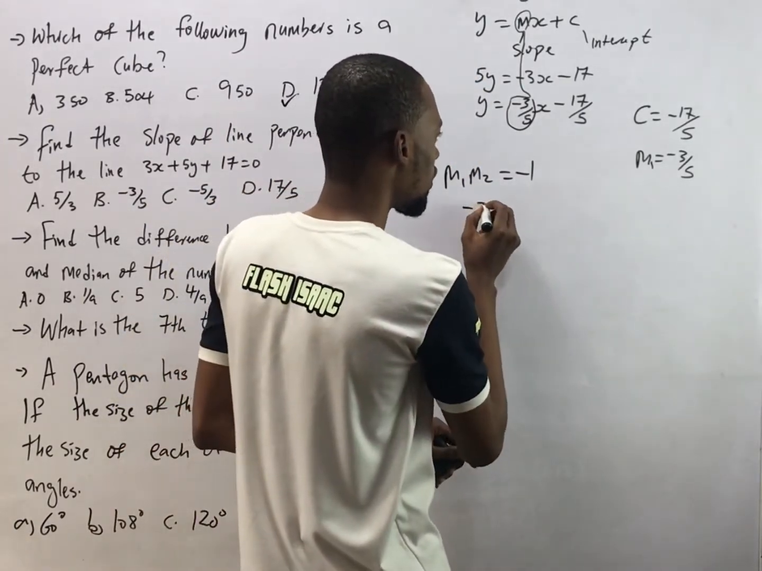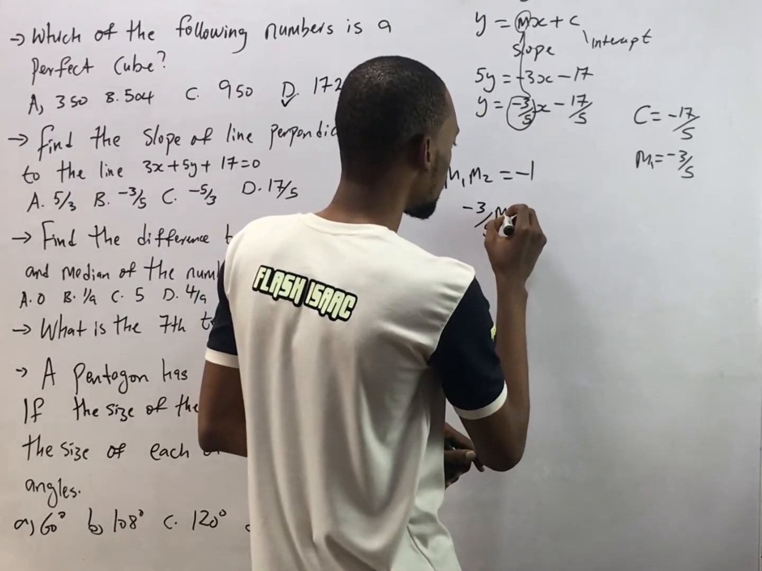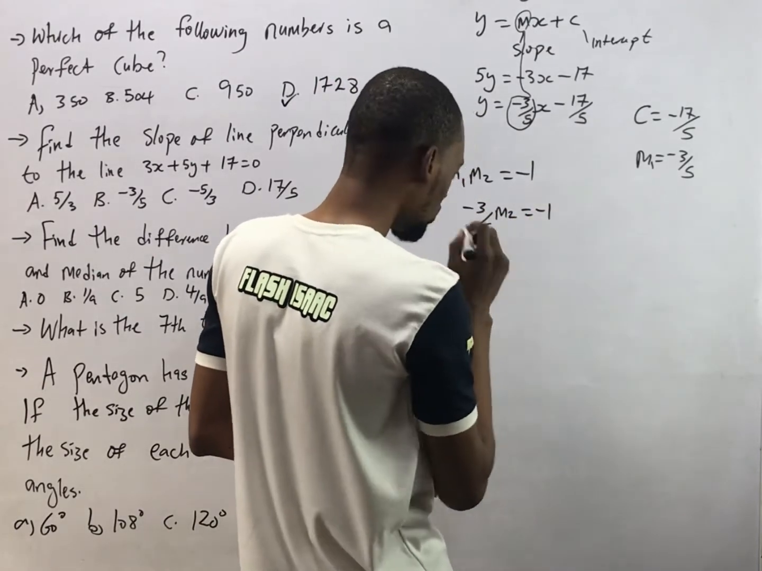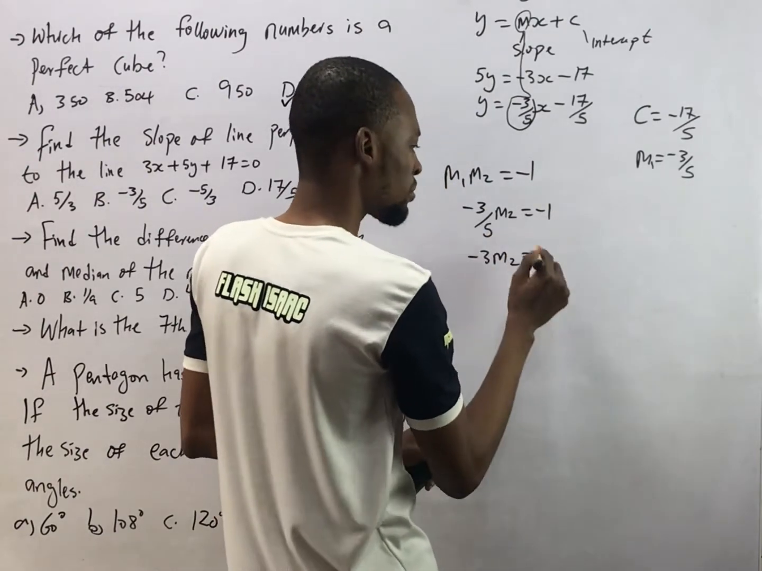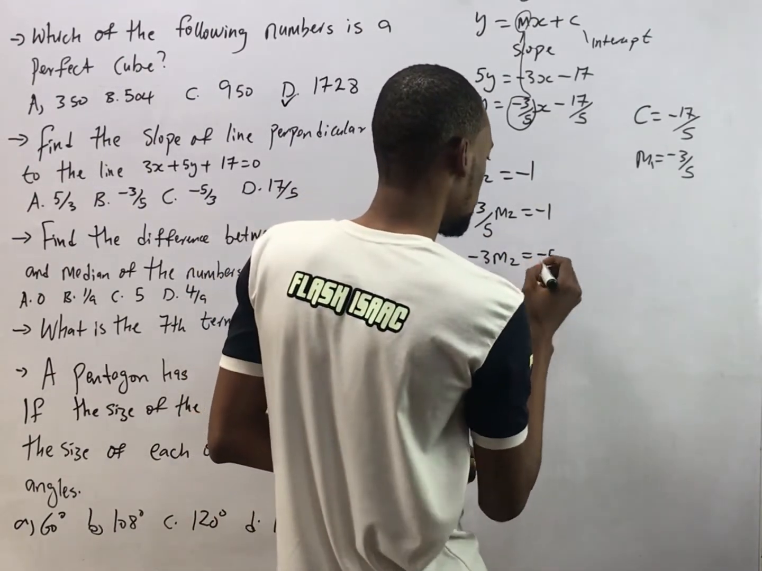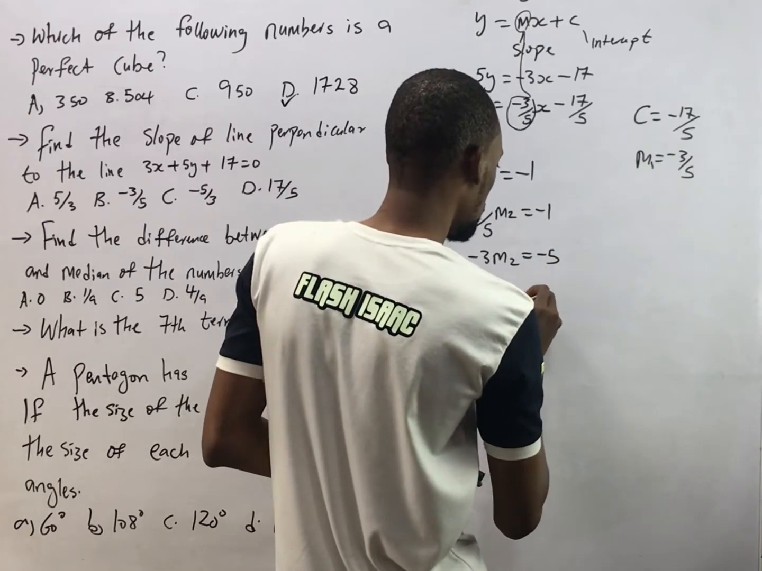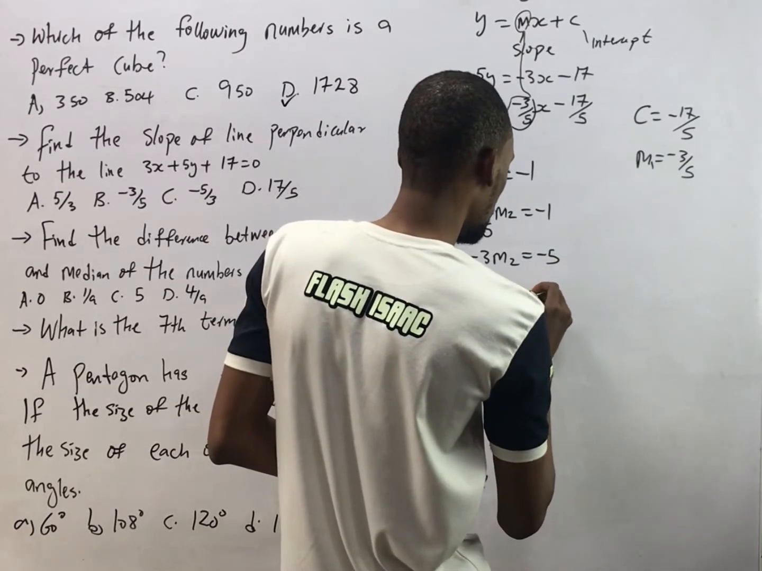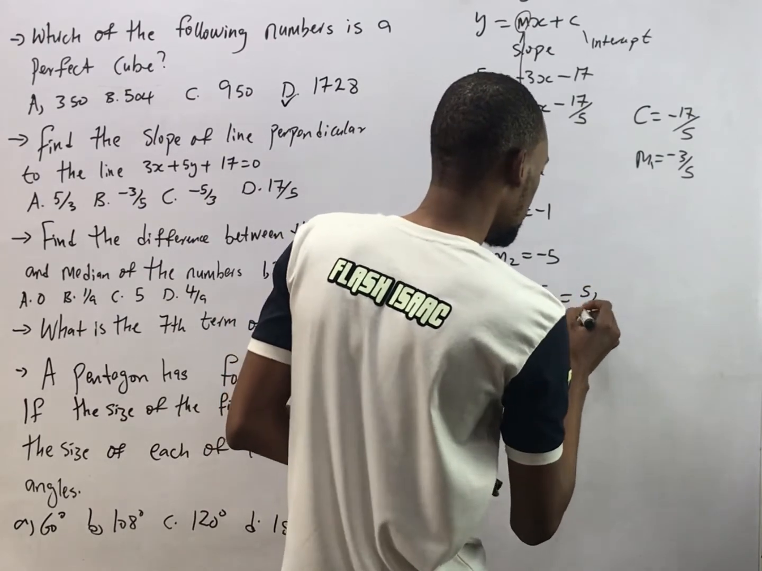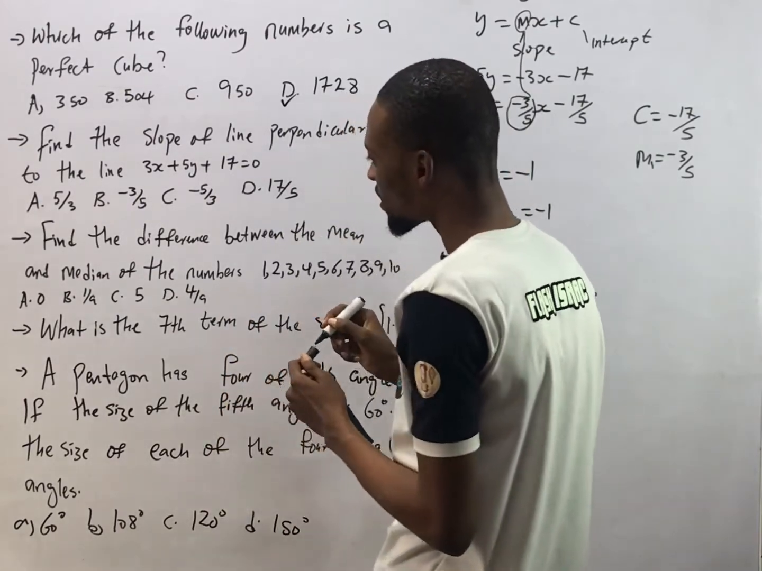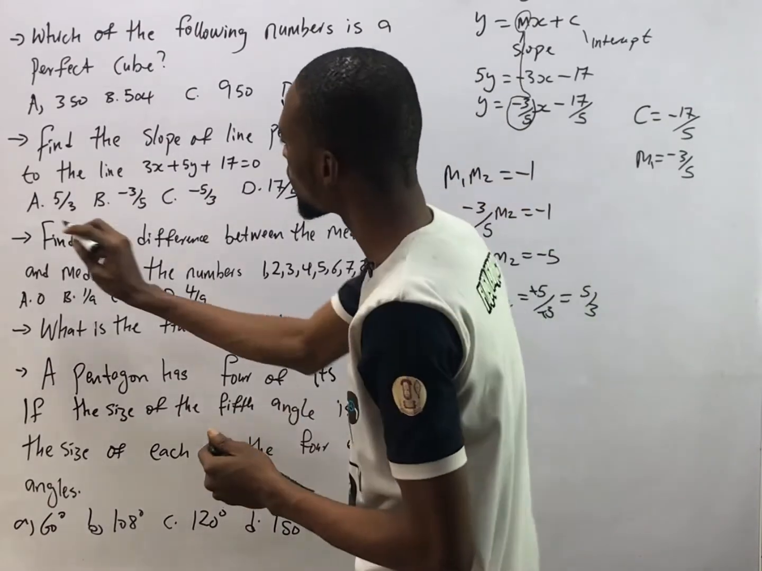Substituting, minus 3 over 5 times m2 is equal to minus 1. Minus 3 m2 is equal to 5 times minus 1, which is minus 5. m2 will give you minus 5 over minus 3, which is equal to 5 over 3. So the slope of the line that is perpendicular is simply 5 over 3.